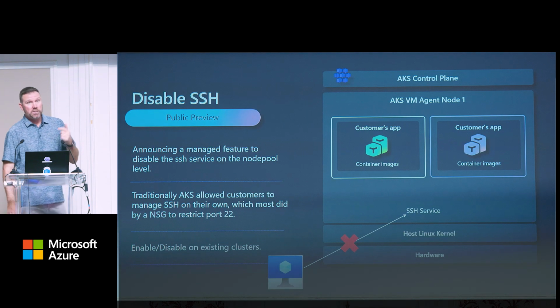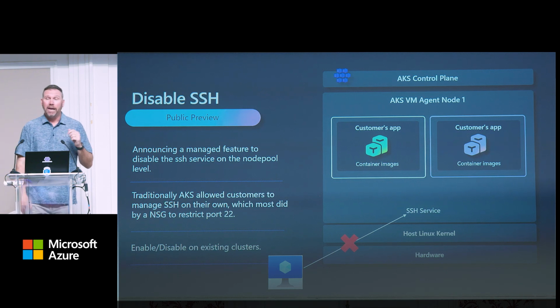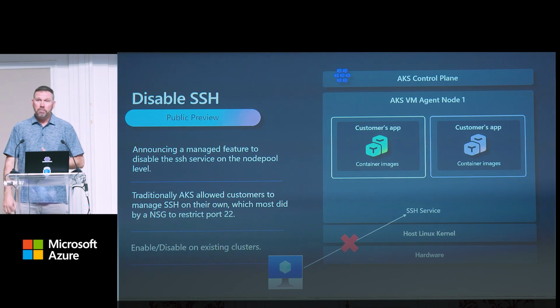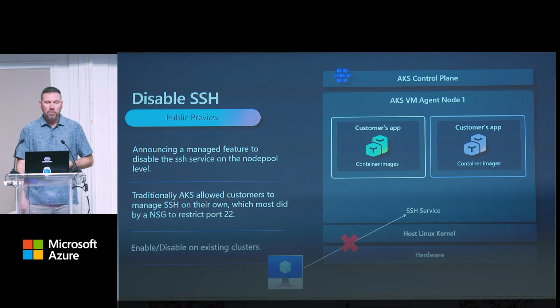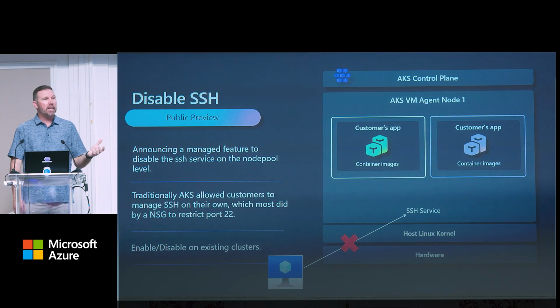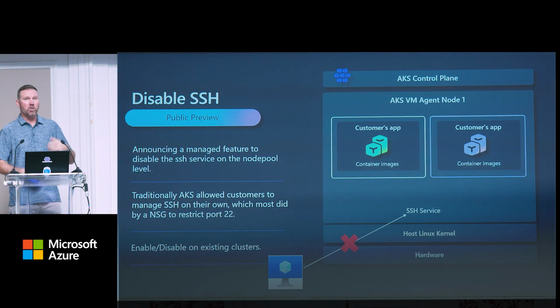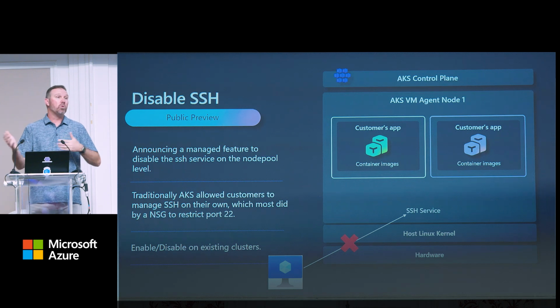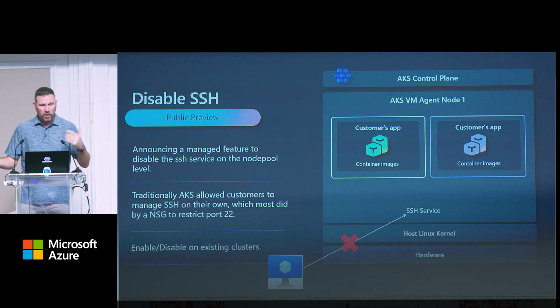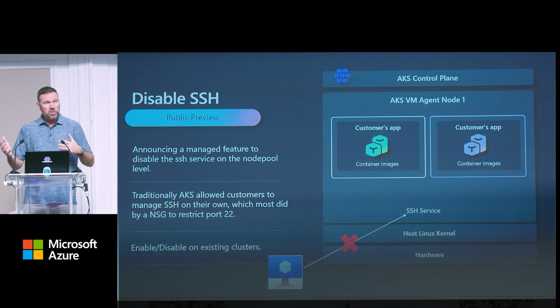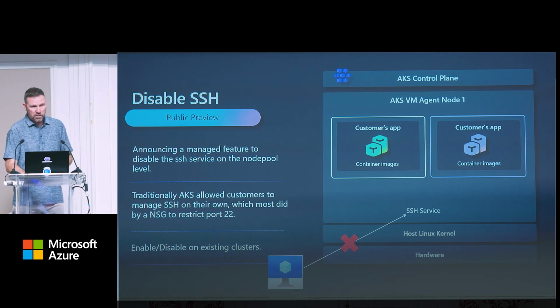Disabling SSH is now in public preview. This is something we've been working on for a while. The idea here is that traditionally, customers had to manage SSH on their own, whether they did a firewall rule or an NSG. But now this is just a managed feature that exists on AKS. You can just pass a feature flag and we'll turn off SSH on your environment. This works on existing clusters and on new clusters, so it's something you can essentially just turn on.